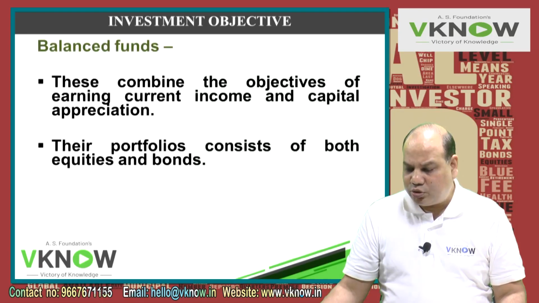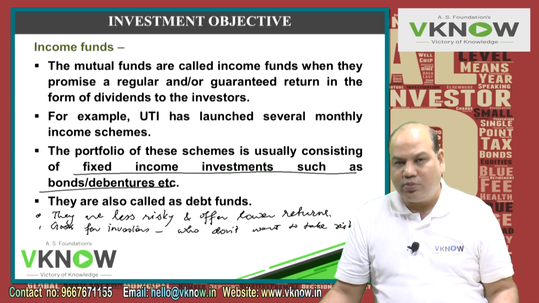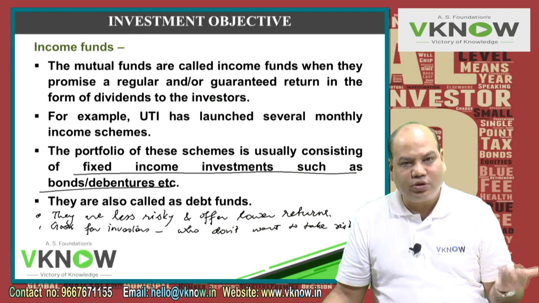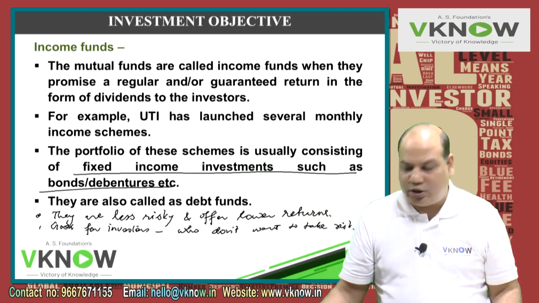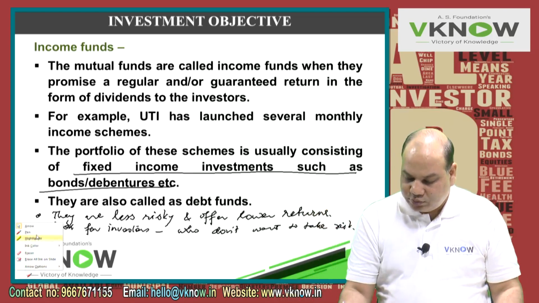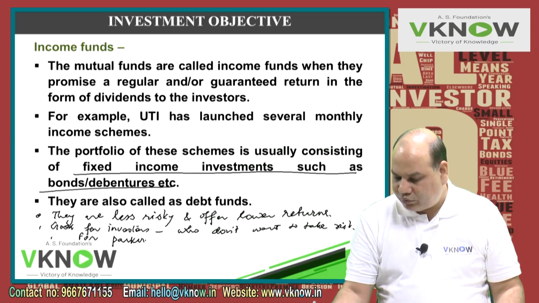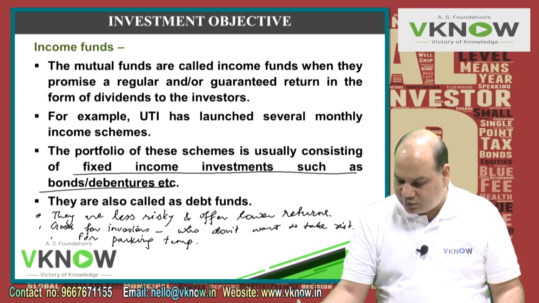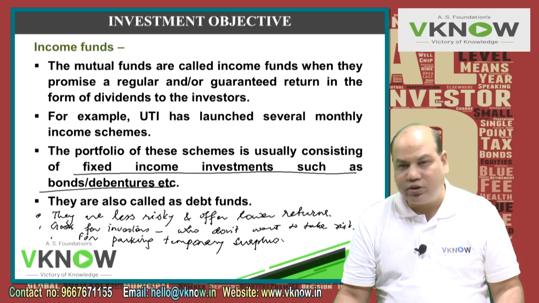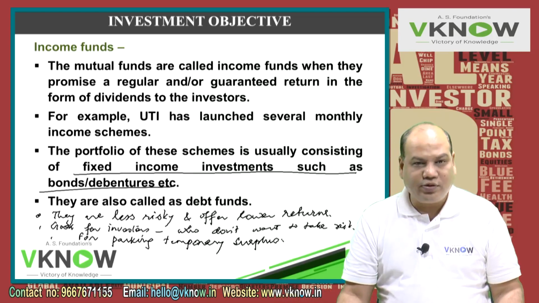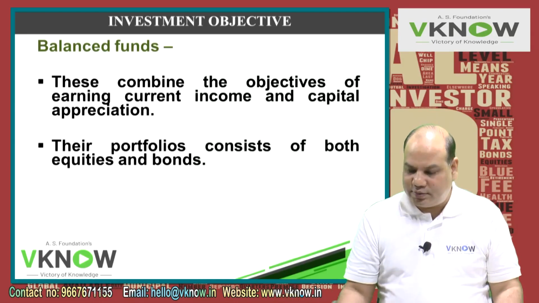And sometimes suppose you have surplus amount only for a given time period, only for a small period, let's say 2 months or 3 months. So you can't take risk with that money. So better you park that money in the income fund. One more point I will give you: for parking temporary surplus, you know that you will require funds after 1 month, 2 months, 3 months. So you can't take chances with that money. You park in income funds, and this is a balanced fund.